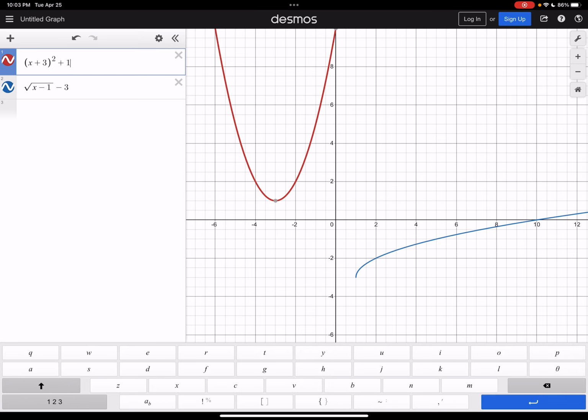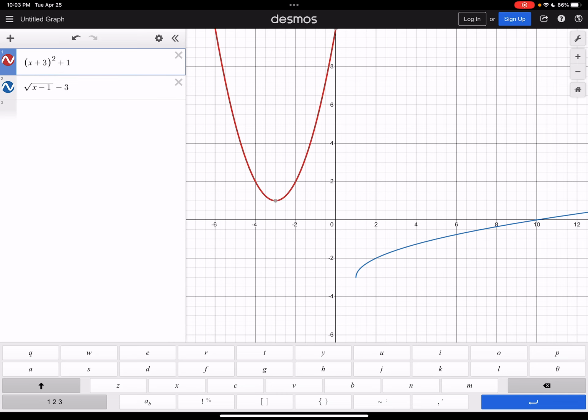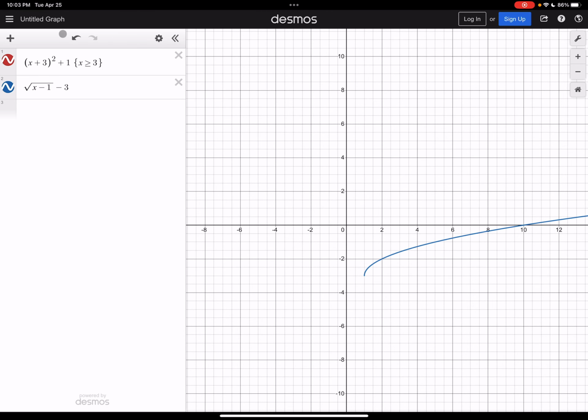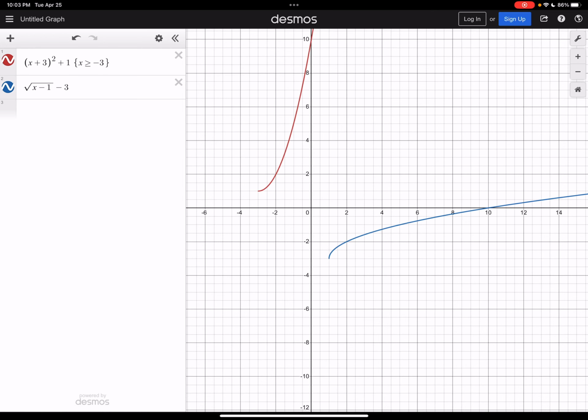Well, you haven't put a domain restriction on the red yet. So what you want to do is put, oh, it's not like a key. Hold on. There we go. So x plus 3 plus 1, right? If I put a little bracket here and I say x is greater than or equal to negative 3, there it is. And those are inverse functions.